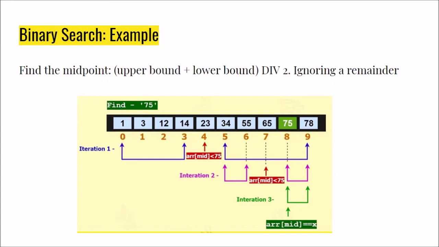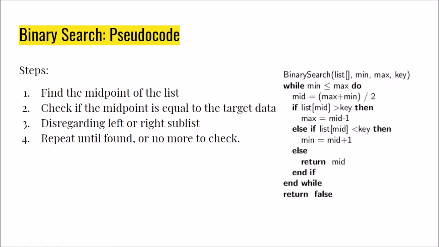Then we're going to again look at the middle number, or the midpoint, which is in this case position 7, or 65. Then we do the same comparison, and then we are looking on the right side of the list, which is iteration 3 now, and is the midpoint equal to our target? It is, so we have found our number.